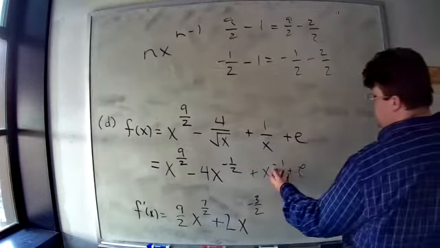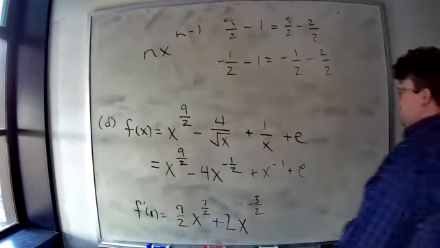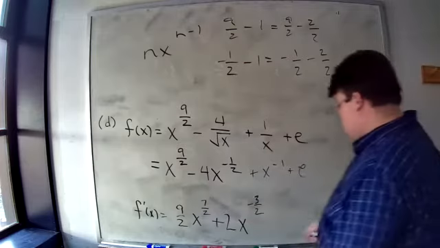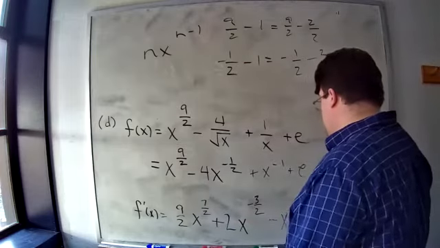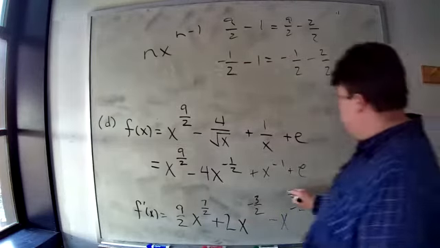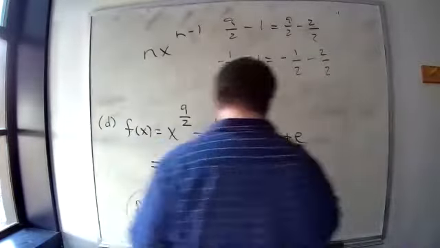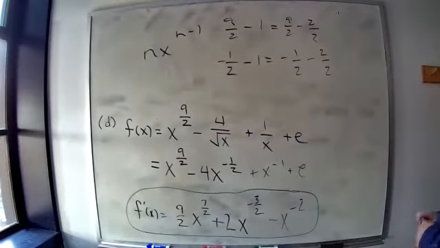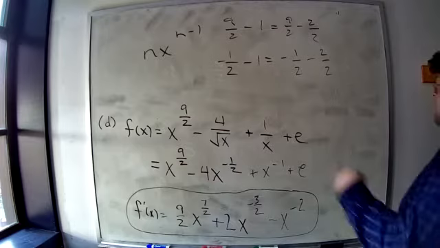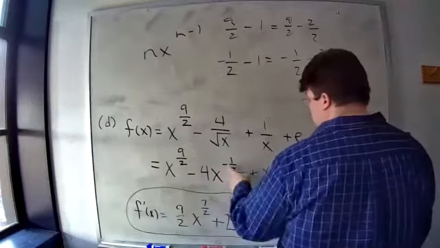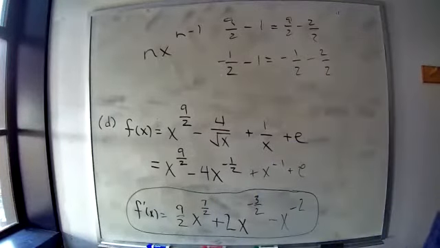And similarly here, we actually did this one in the previous question. -1 goes down. -1 minus 1 is -2. E is a constant, derivative is 0. So we have a few power rules. -4 times -1/2 gave us that +2. Any questions about this one?